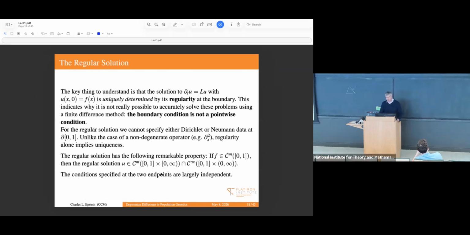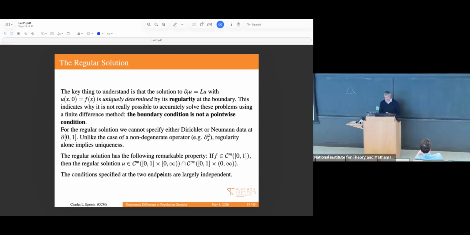Okay, so the key thing here is to realize that the solution is determined by its regularity at the boundary. And this indicates why it's not possible to accurately solve these problems using finite differences, because with finite differences, it's very difficult to tell what the regularity of the solution at the boundary is, because you just have a discrete set of points. You don't really know. Okay, now for the regular solution, we cannot specify either Dirichlet or Neumann data at the boundary. Unlike the case of a non-degenerate operator, regularity alone implies uniqueness.